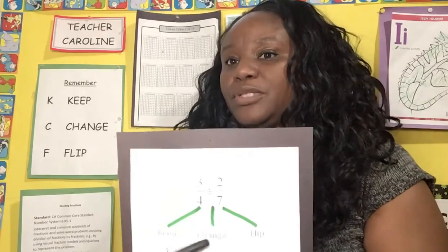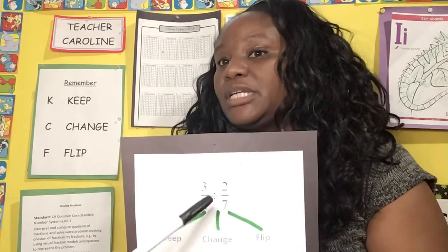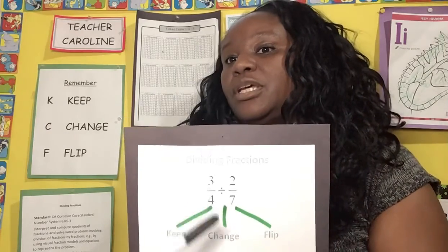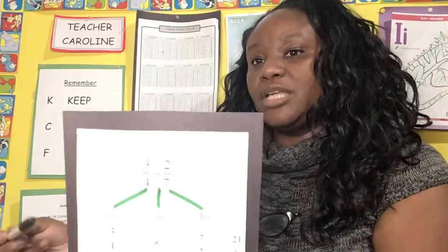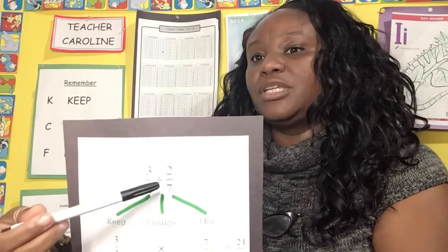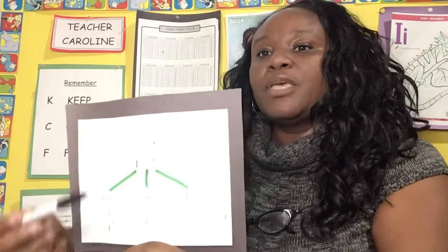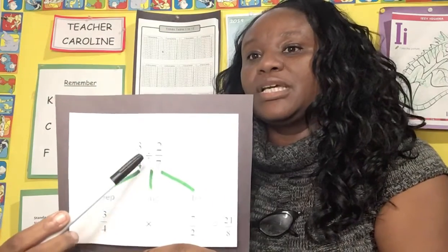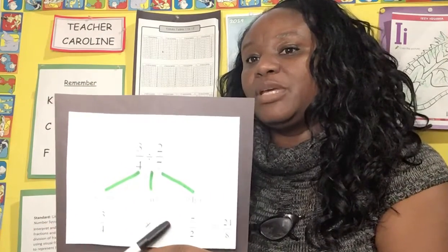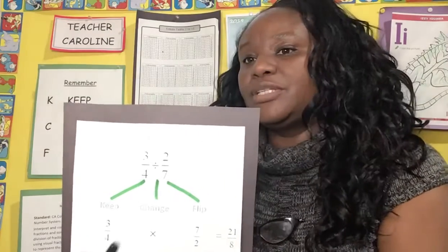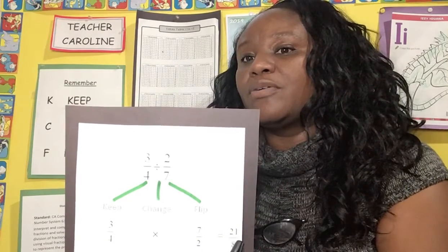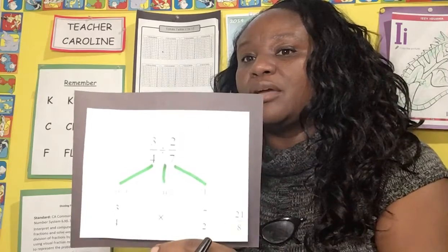Then we go to the next one, change. You're always going to change the operation from division to multiplication. That's the change part. Keep, change. The last step is flip. You're always going to use a reciprocal when dividing, so you flip the second fraction. This 2/7 is going to become 7/2. And all you need to do is multiply across. It's that simple.